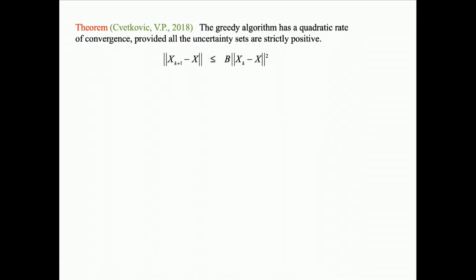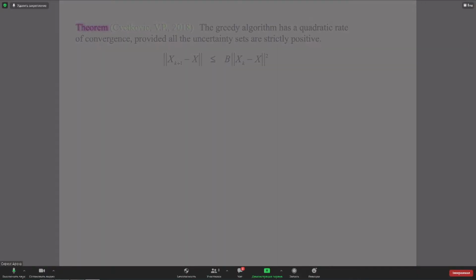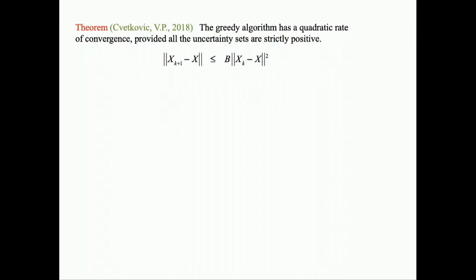As a base of this algorithm, there is the following result: the greedy strategy has a quadratic rate of convergence, but of course under some conditions. First of all, the quadratic rate appears only for totally positive matrices, so no sparsity is possible for this result. And second, all the uncertainty sets must be smooth. So there may not be, for example, finite sets. But at least this is a kind of argument about this fast convergence.